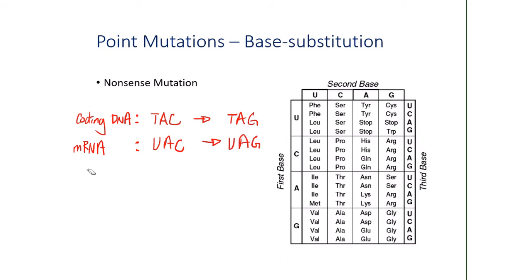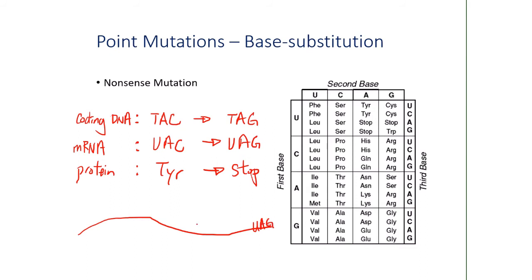Okay? And if we have the protein now, UAC is going to give me TYR, and UAG is going to give me a stop codon. Okay? So is this good? Is this bad? Well, let's say this is the entire mRNA, and the stop codon was supposed to be at the very end. Okay, and let's say the UAC is somewhere here, UAC, and after the mutation, this becomes UAG.